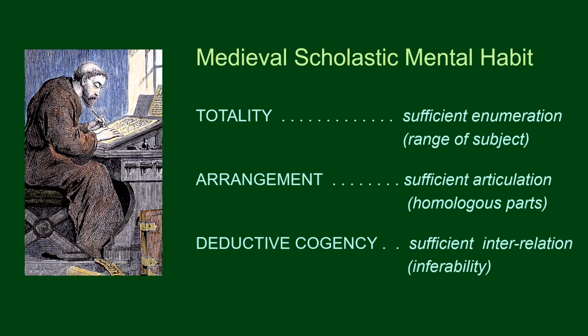And what a good student of medieval philosophy and learning learns is what the schoolmen knew in rational argument. One must always do sufficient enumeration, the range of the subject. One must arrange those items enumerated in sufficient articulation, meaning homologous, like parts go with like parts. And you need to learn deductive cogency, which means sufficient interrelation, inferability. I can't say how important that became in my life. Never did I dream that one day this kind of habit and discipline would lead me to work with code.